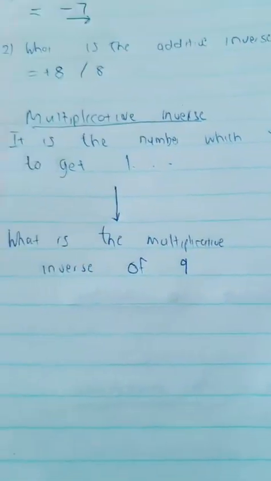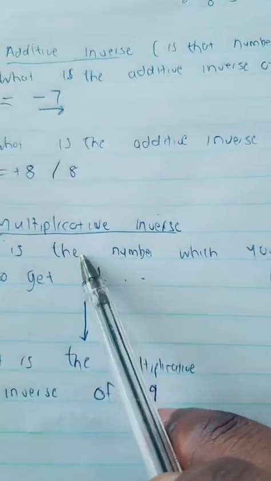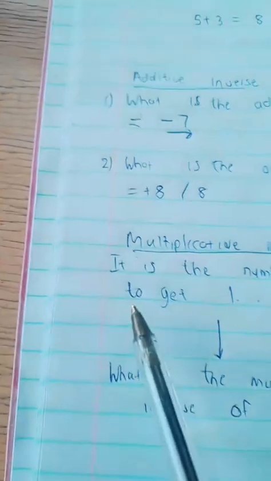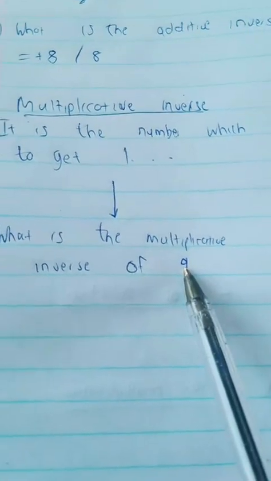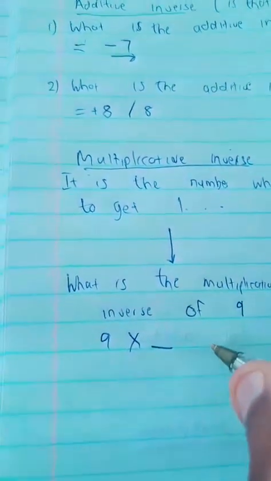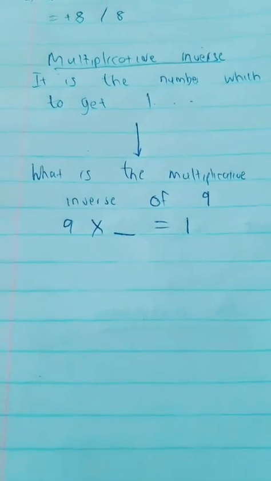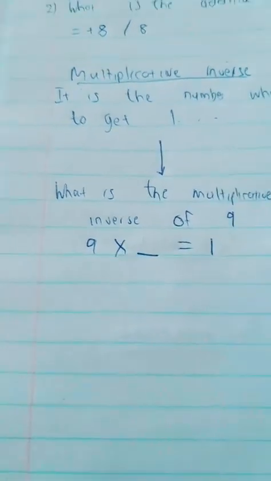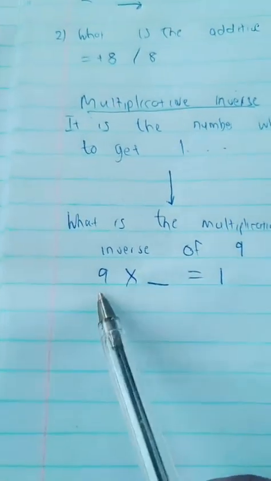Going back to the multiplicative inverse, I'm going to ask, what is the multiplicative inverse of 9? Remember, what did we say multiplicative inverse is? It is the number which you multiply with another to get 1. So what would we have to multiply 9 with to get 1? What is this missing number? Because we want the multiplicative inverse of 9.